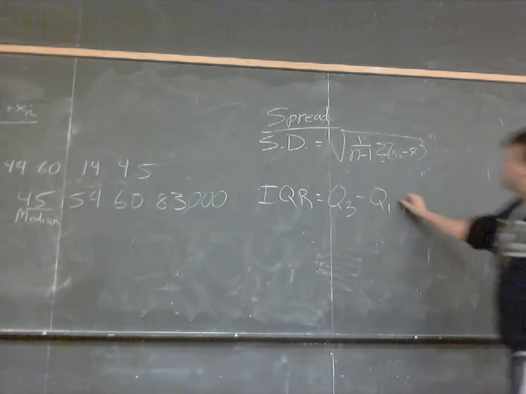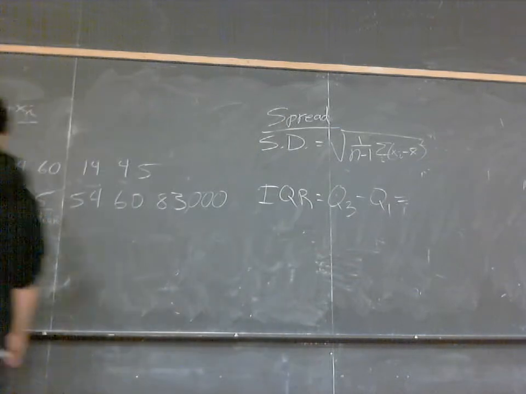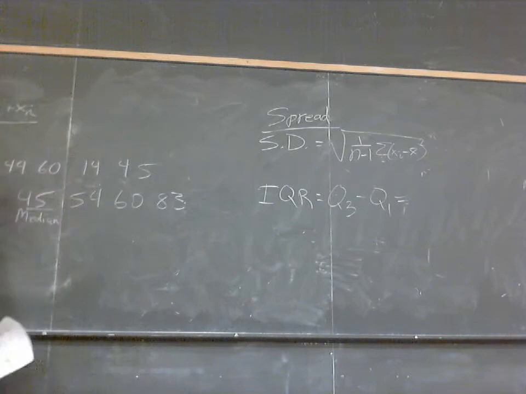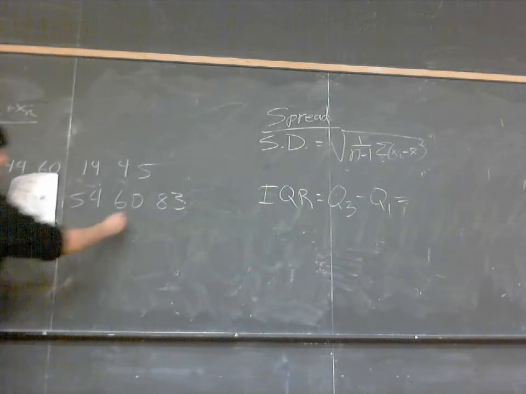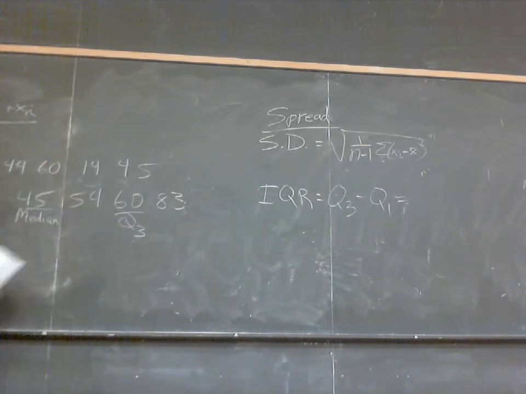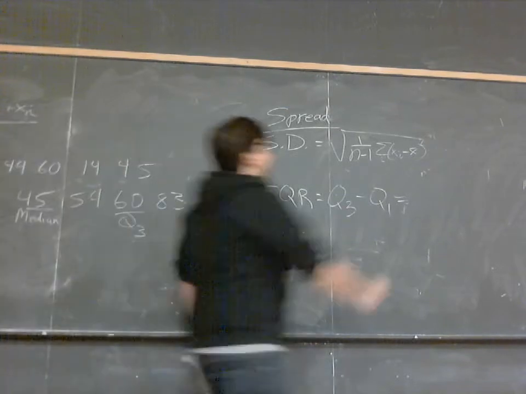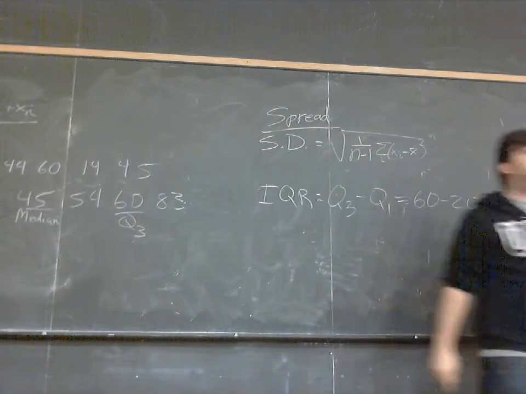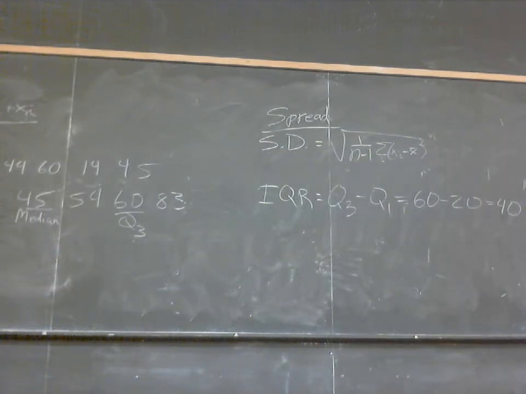So let's find the IQR of the same data set here. Q3, the 75th percentile or 3rd quartile, 60. It's just the midpoint of everything above the median. So this is 60. Q1 is the midpoint of everything less than the median. I have 3 numbers here. 20 is the middle. So I have 60 minus 20. Again, you need to put the data in order before computing the IQR. Like the median, it's an order statistic.